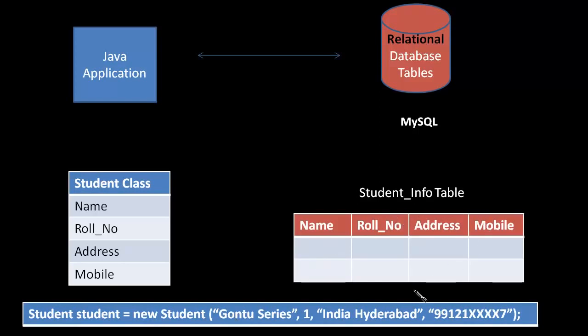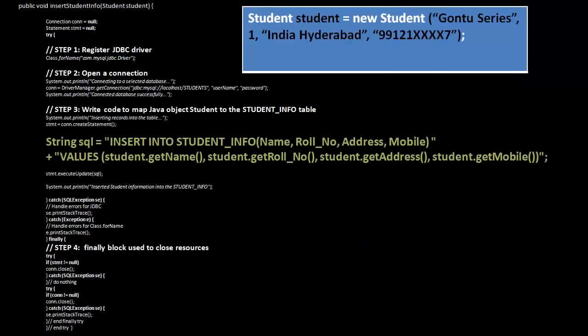If you are not using any ORM framework like Hibernate, you would do this task using JDBC, and typically your code would look like this. In this, if you observe, we are passing the student object to the function insert student info and then manually mapping the member variables to the columns of the table using an SQL query. And here lies the major problem.